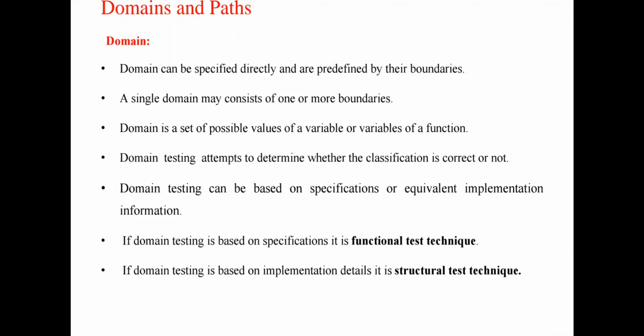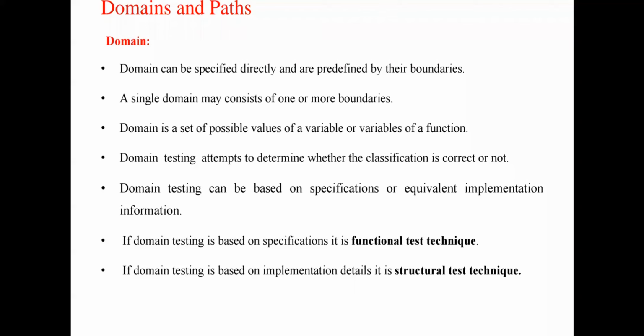Like that, here a domain is also some set of values. A domain is a set of values of a variable or the variables of a function. This domain is also called the boundaries of that variable. When you are taking a domain path, this domain path will have variables which will have some boundaries. That is called the domain. So what is a domain? A domain is a set of possible values of a variable or variables of a function.